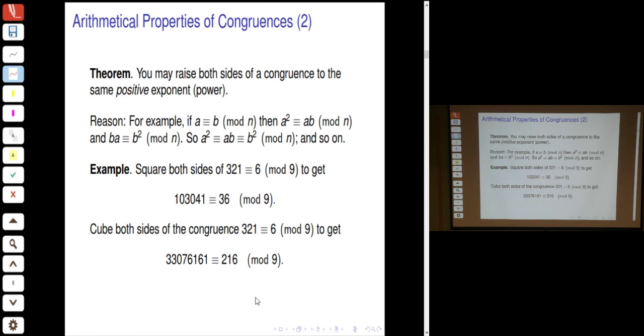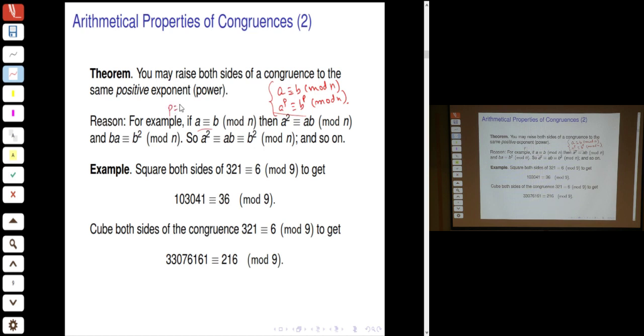Next, arithmetical properties of congruences. You may raise both sides of a congruence to the same positive exponent or power. So if A is congruent to B mod n, then for any positive integer p, A to the power p is congruent to B to the power p mod n. Here is a simple situation where you can see why this is true. Let us check why this should be true for p equal to 2.